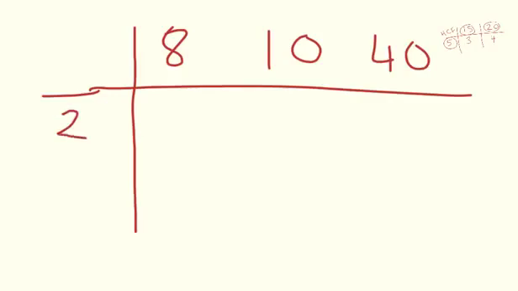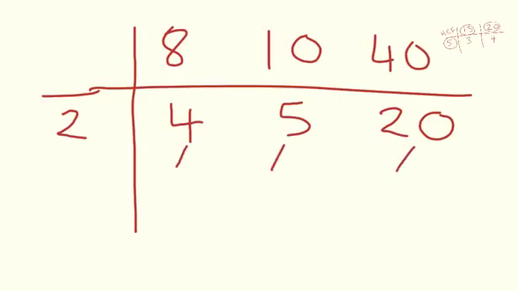So here's 2. 8 divided by 2 is 4. 10 divided by 2 is 5. 40 divided by 2 is 20. Now we have to look at it again. Is there another number that can go into 4, 5 and 20? Is there another number? No, there's no other number except 1. So you just have 2 here. So 2 is the highest common factor between 8, 10 and 40.